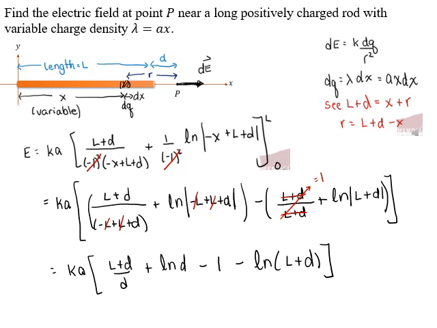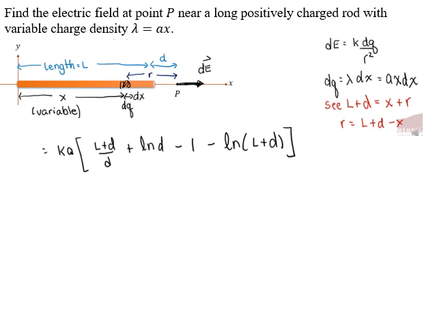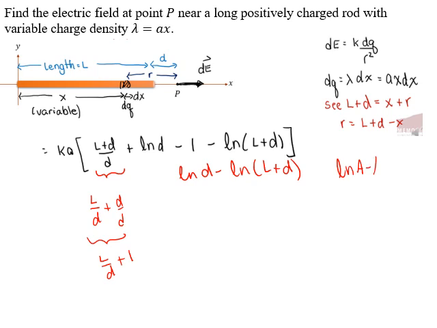Okay, I can simplify this just a tiny bit more if I look at this expression. This by itself would be a reasonable enough place to start, but we can simplify a little bit more. L plus D divided by D is the same as L over D plus D over D, which is equal to L over D plus 1. And natural log of D minus natural log of L plus D. You might remember that the natural log of A minus the natural log of B is equal to the natural log of A divided by B. So we can use those two things. So that's equal to the natural log of D over L plus D.